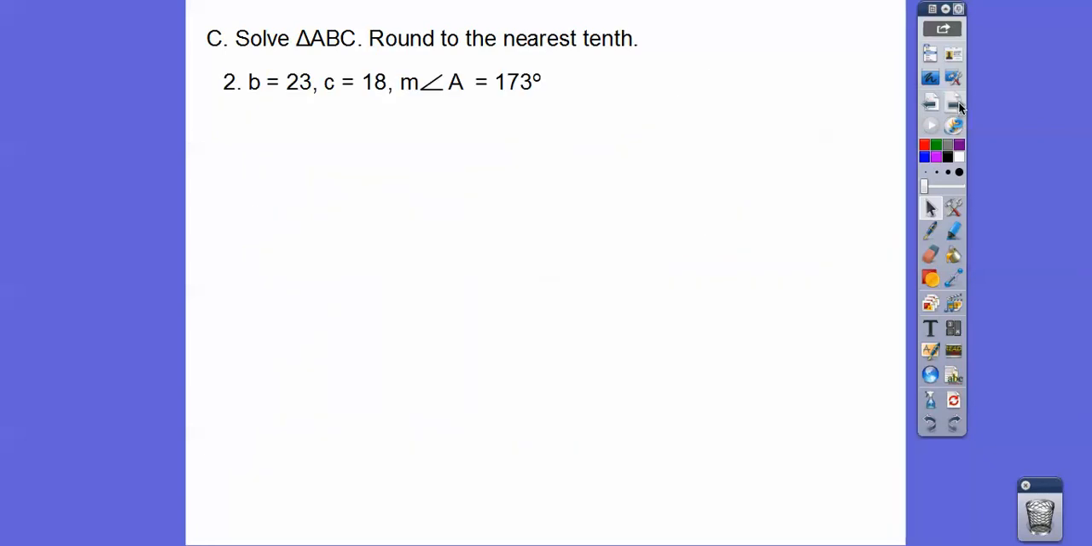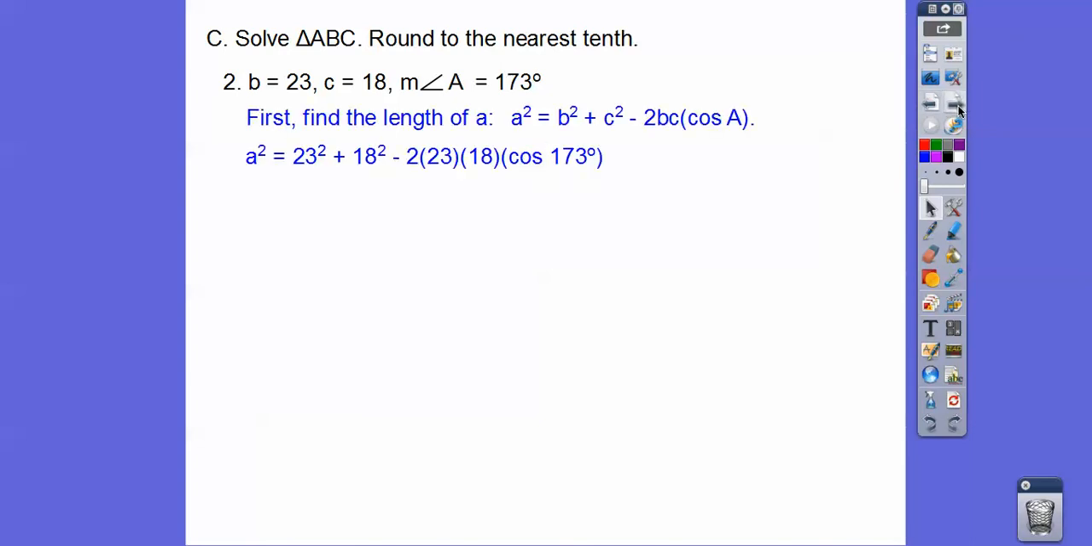All right, so here's another triangle right here. They don't give us a picture. They just give us b is 23, c is 18, and the measure of angle A is 173. Okay, we can't use sine ratio because we don't have side length a. We need the angle and the side opposite. So let's go ahead and set up the cosine ratio, and since we have this right here and we don't have side length a, let's do a squared. So a squared will equal b squared plus c squared minus 2 times bc times the cosine of that. And that'll at least get us a side length that's opposite an angle right there.